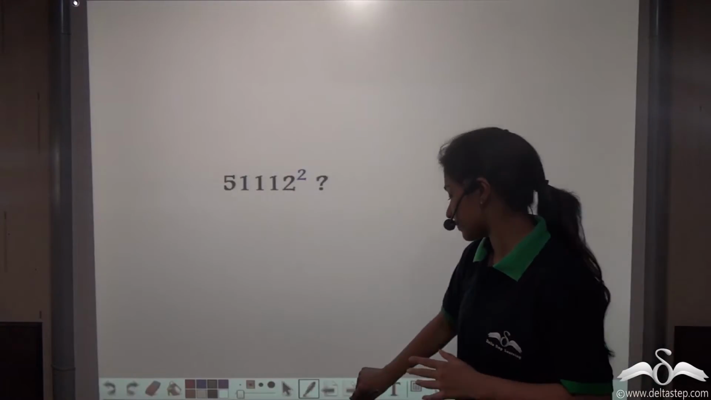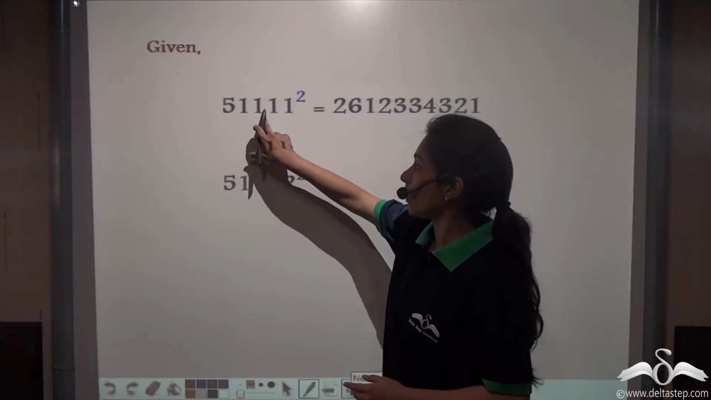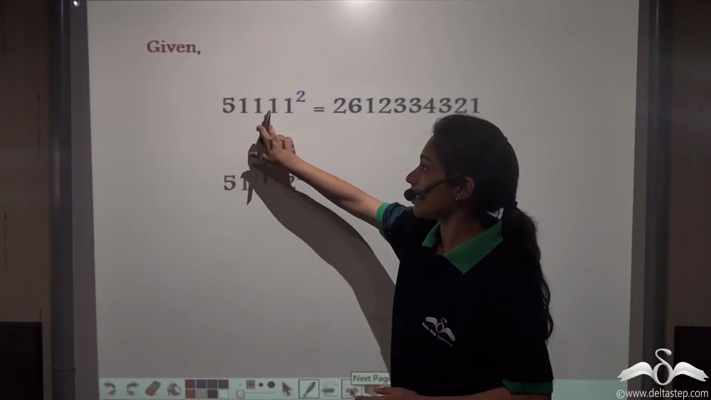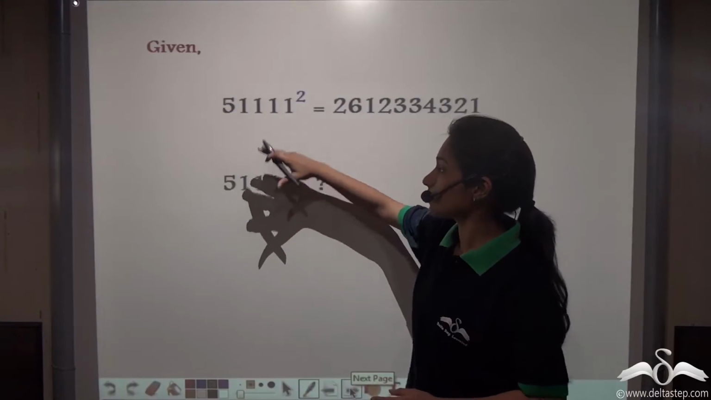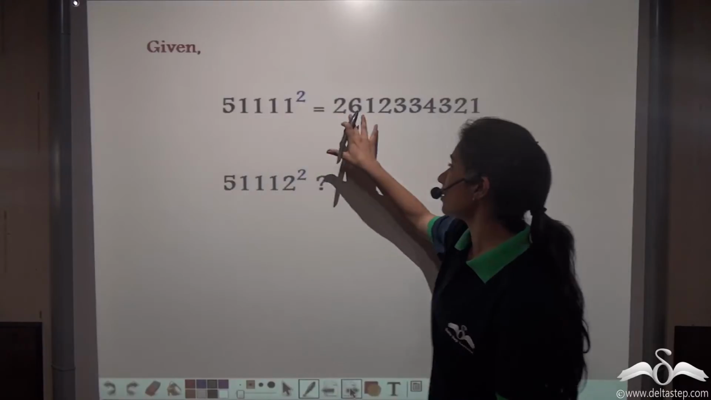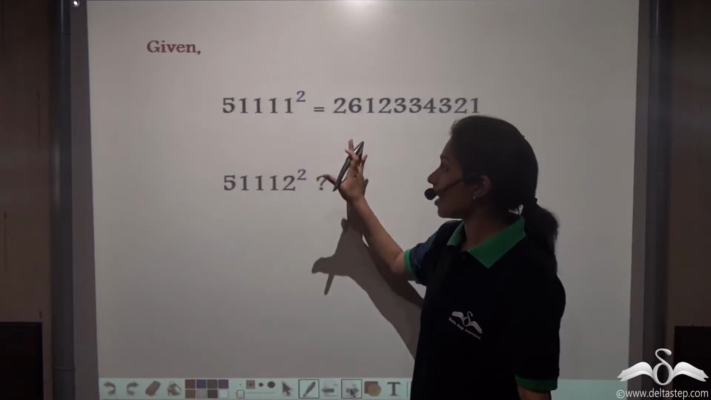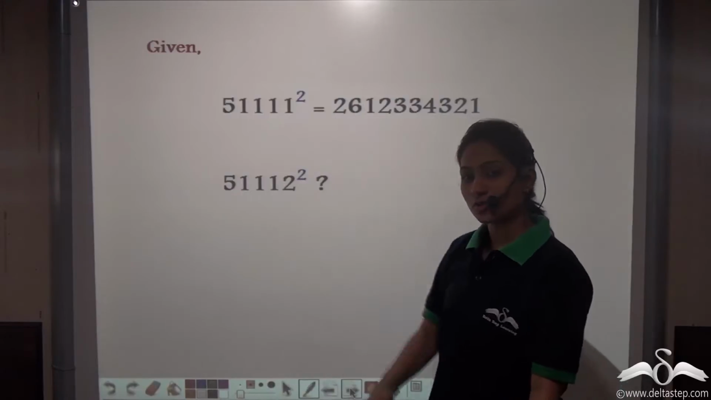Okay, I give you a hint. Suppose I tell you 51,111, the number just before 51,112. The square of this number is this. Okay, I give you the hint. Now with this number, can you find out the square of this number?